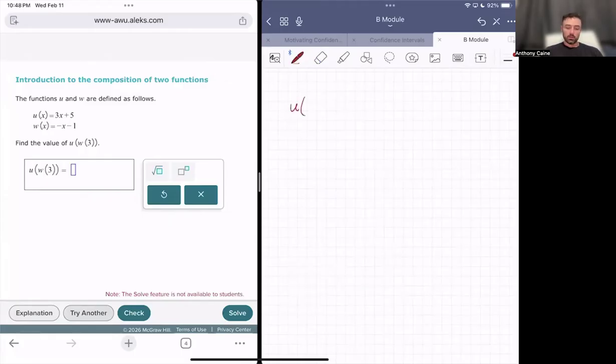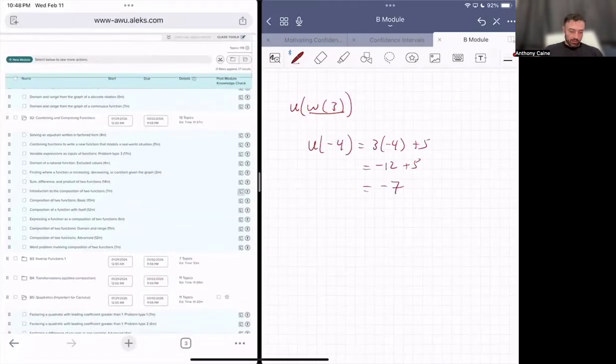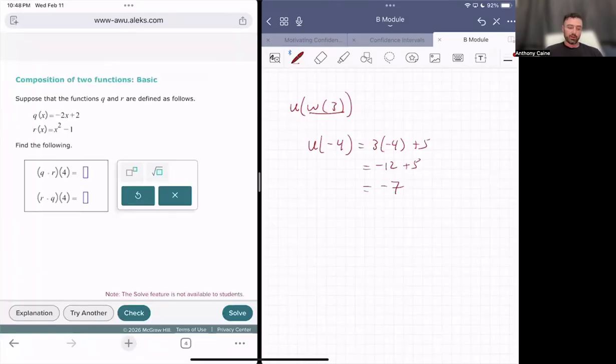So u of w of 3. Okay, fine. So what's w of 3? It looks like it's going to be minus 3 minus 1. It looks like it's going to be minus 4 again. What are the odds? And what's u of minus 4? It's 3 times minus 4 plus 5. That's minus 12 plus 5. That's minus 7. Okay, so there's our answer. All right, so that's some composition stuff. Composition function basics. So now we're probably going to do it with just variables. Oh, nope, we still have this stuff. All right, fine, whatever.